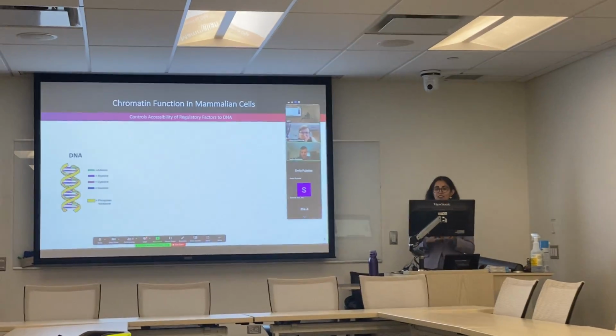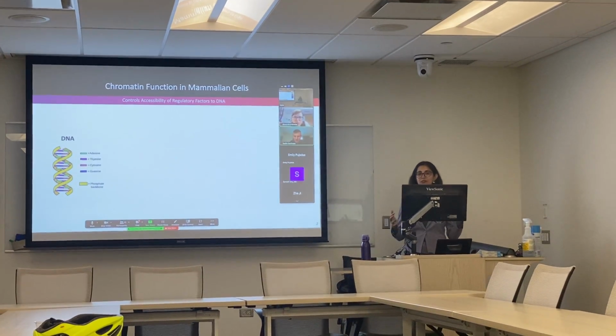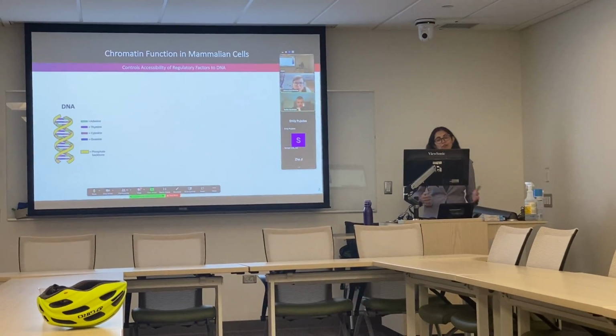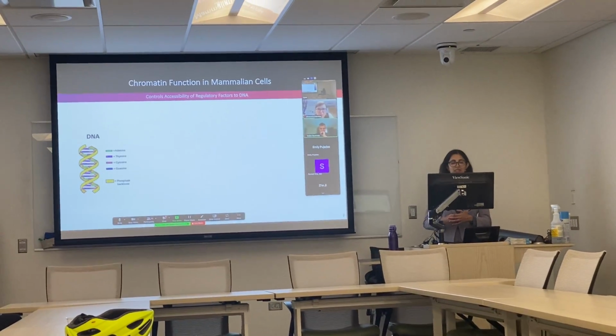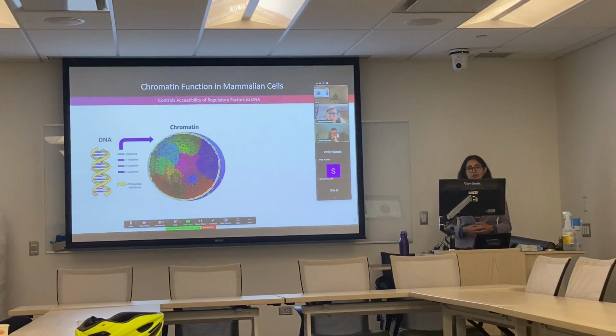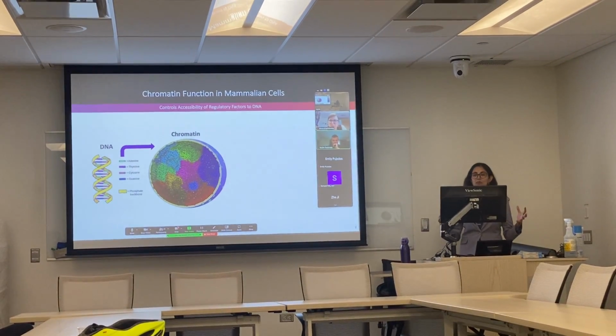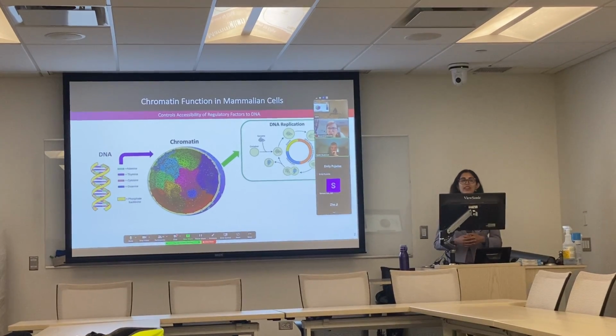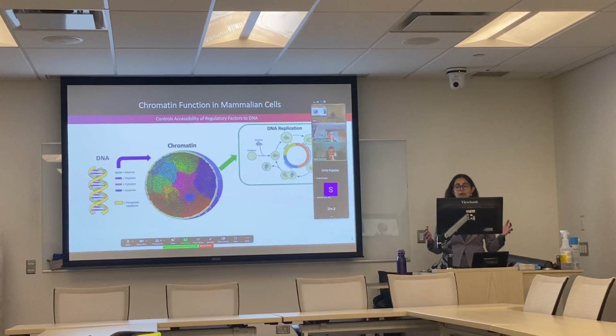the accessibility of regulatory factors to DNA in mammalian cells. DNA contains our genetic information as a sequence of nucleotides, adenine, thymine, cytosine, and guanine. And in our nucleus, DNA is packaged as chromatin. And chromatin has multiple different functions, including maintaining proper DNA replication.